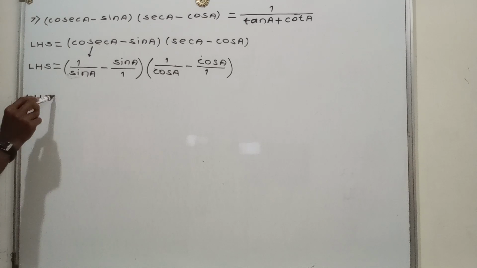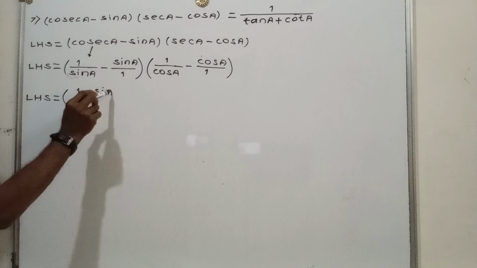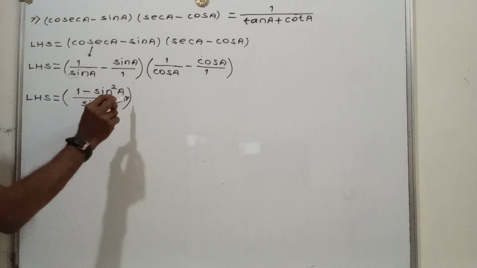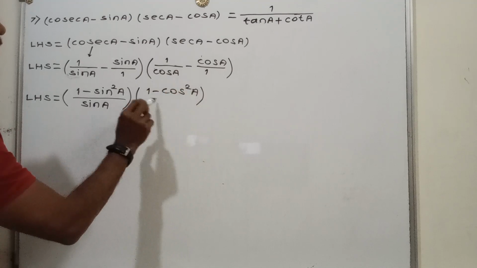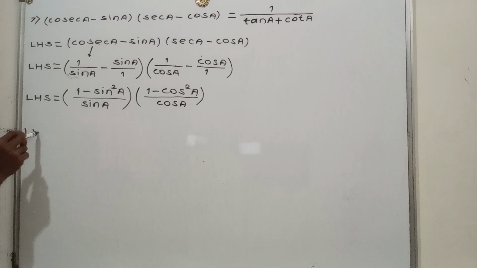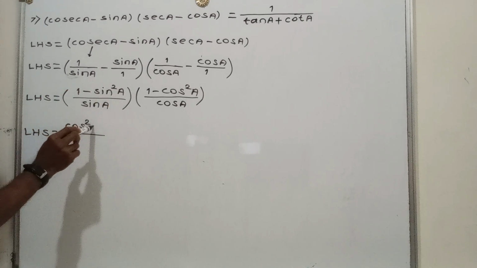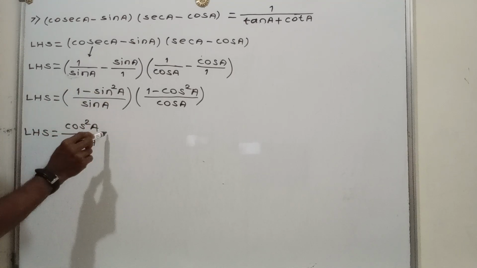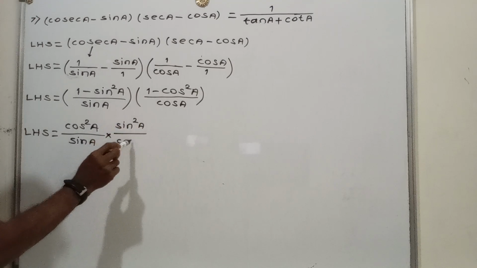Therefore, LHS is equal to 1 into 1, 1 minus sin A into sin A, sin square A, upon sin A into 1, means sin A. In the same way here, 1 into 1, 1 minus cos A into cos A, cos square A, upon cos A into 1, cos A. Now here, LHS is equal to 1 minus sin square A, which means cos square A, and denominator sin A. 1 minus sin square A means cos square A, into here 1 minus cos square A means sin square A upon here cos A.